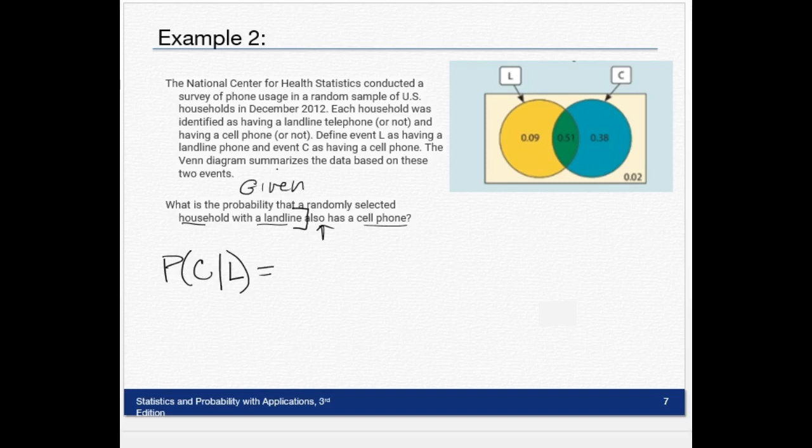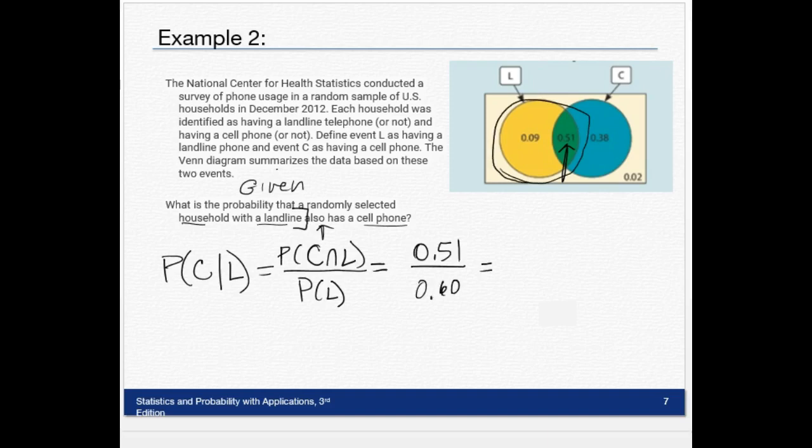Now the formula you wrote down says the probability of C and landline, so it's the intersection, over the probability of the second letter, which happens to be L. Now, what is the intersection? The intersection is where they overlap, right? So this is 0.51 over the probability of landline. Now, landline is this whole circle. So 0.9 plus 0.51 is 0.60. So when I divide that, I get 0.85. All right? So pay attention to the wording to get everything in the correct order.